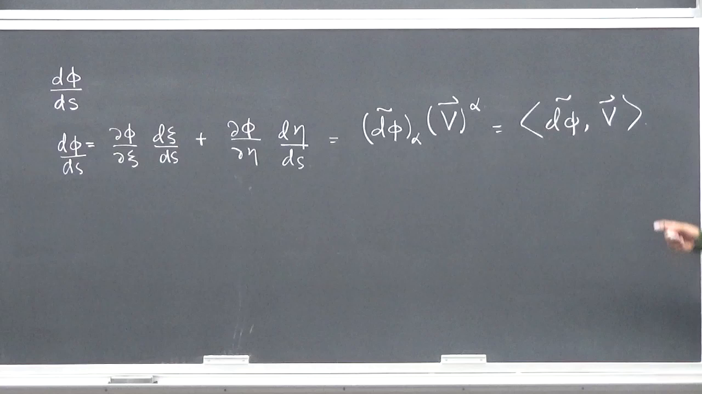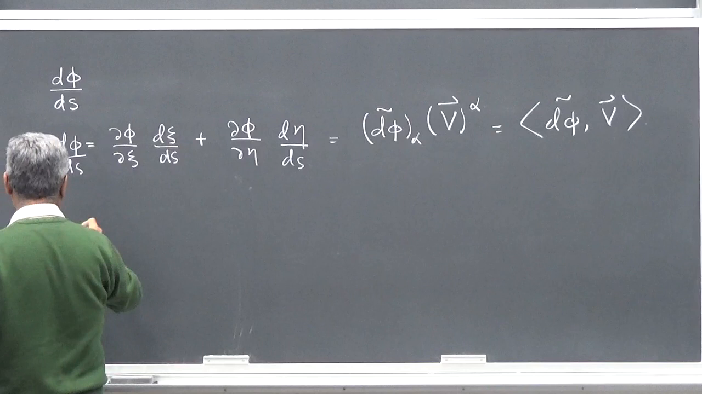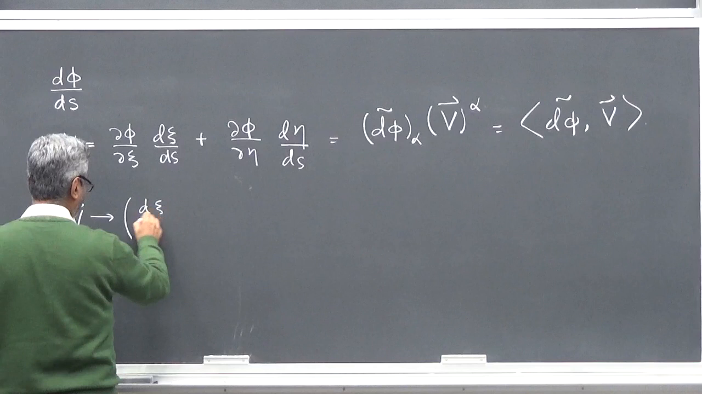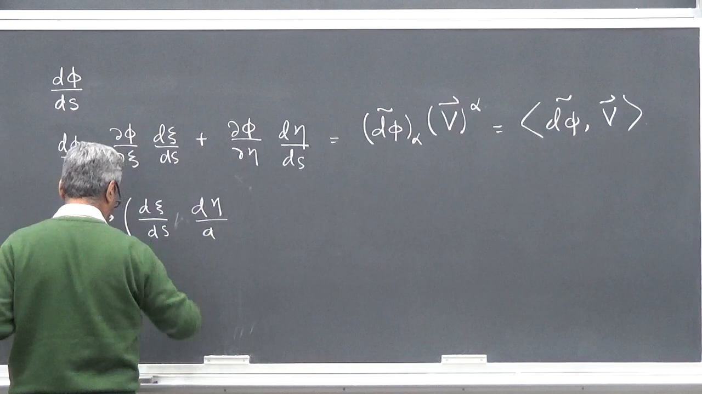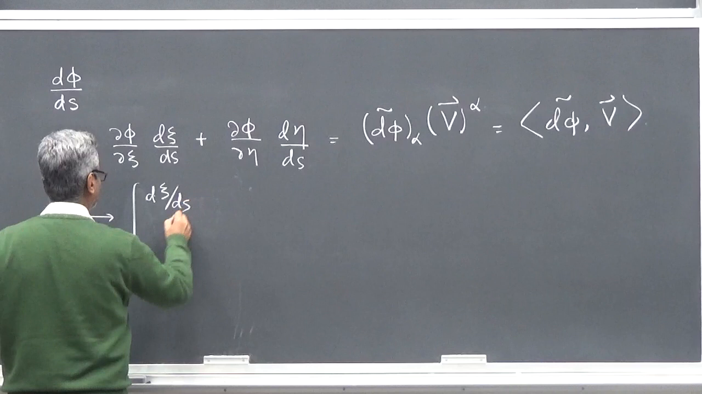We did get to this notation in our last class, right? Okay, that's V over there, gradient one form over there. And so this vector V is d alpha by ds and d beta by ds.